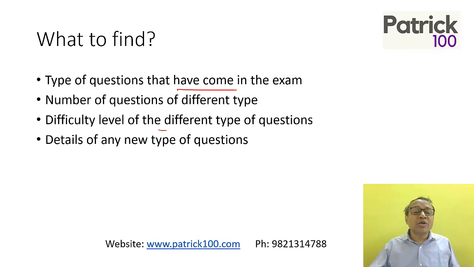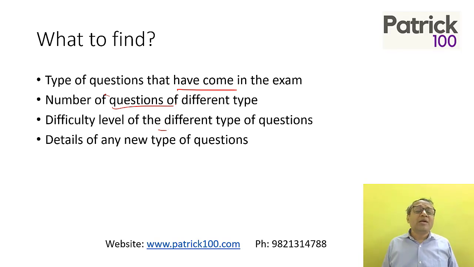Also, the number of questions of different types. For example, if I say DI, how many sets, how many questions? Same way, if visual abstract, how many questions? Again, I'm saying the same number of questions may not come, but there have been cases where the number of questions have been drastically different. But a lot of times they try to keep the same number of questions so that the level of difficulty and the pattern is similar across sections.